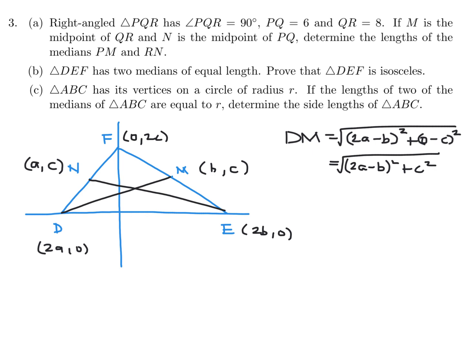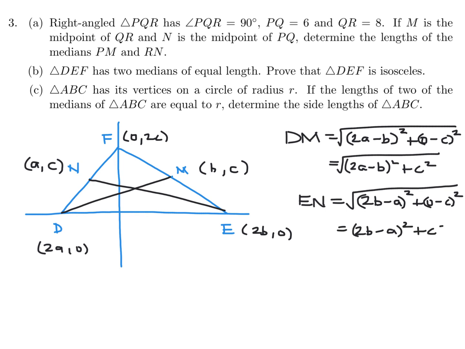Okay, and then EN, which is the other one, that would be the square root of (2b minus a) all squared plus (0 minus c) all squared. And this would be (2b minus a) all squared plus c squared.